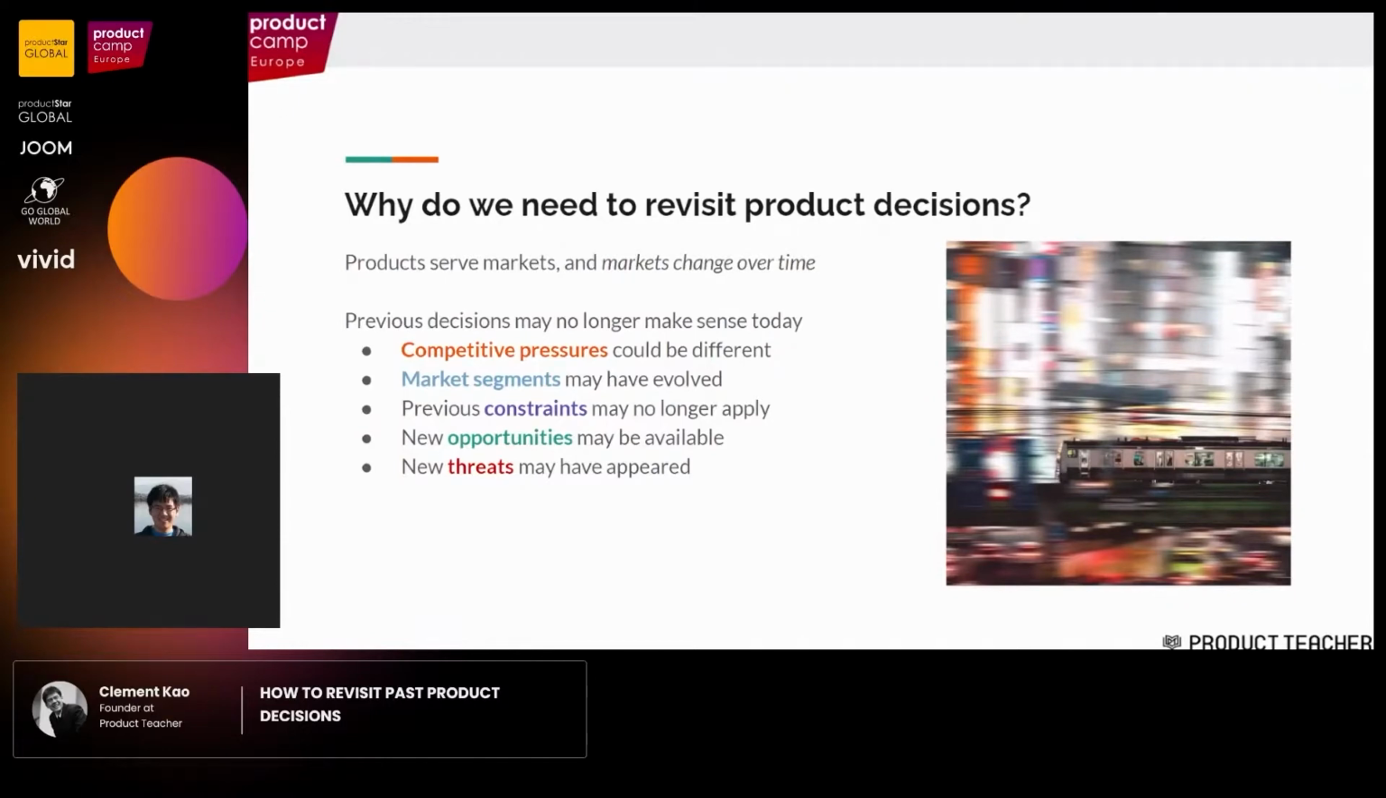And so maybe we can go back and revisit what we originally decided on in terms of our product path. We may have new opportunities available to us. There may be new threats that have appeared on the horizon. And so this all just goes to show that if we simply make a decision and say, okay, I'm done and dusted, I no longer need to think about this ever again, that puts our products at risk. It really means that we are not staying flexible. We are not staying on top of the times. And that's really dangerous for our products.